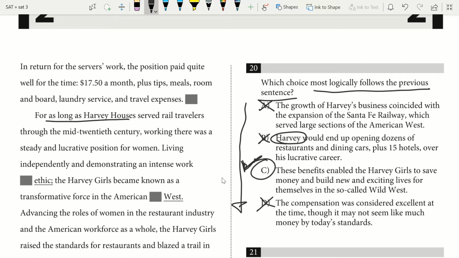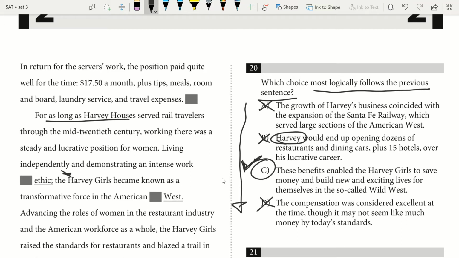For as long as the Harvey houses served rail travelers through the mid-20th century, working there was a steady and lucrative position for women. Living independently and demonstrating an intense work ethic, well, we know we don't want to have our semicolon there, right? And here's why. Because living independently and demonstrating an intense work ethic is describing the Harvey girls, and it's not an independent clause. So we can't have a semicolon there. Because a semicolon splits an independent clause from another independent clause.